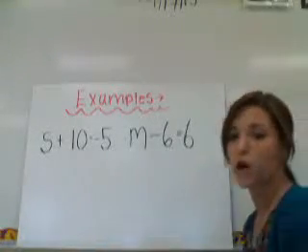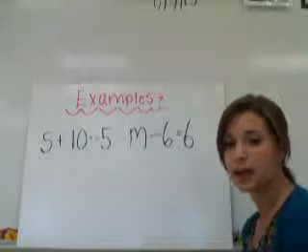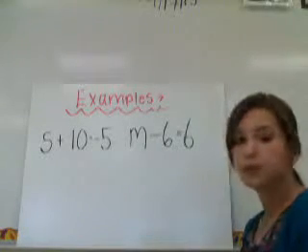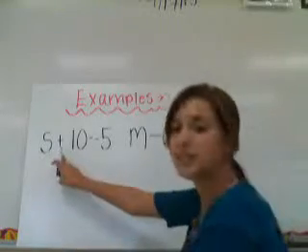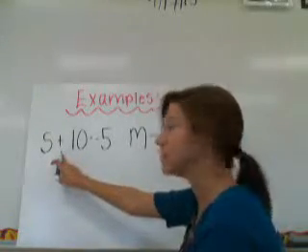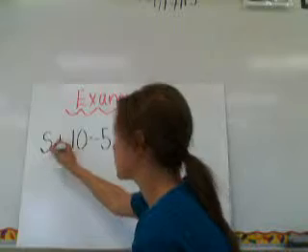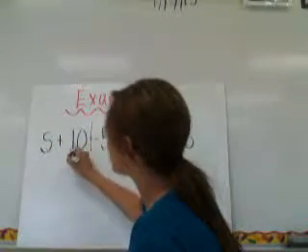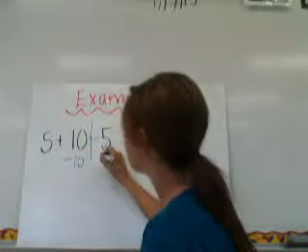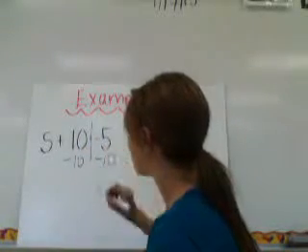Okay, a variable does not always have to be x. It can be any letter. So now I have s plus 10 equals negative 5. I have an addition sign and I have to do the opposite. So I'm going to subtract it. Remember my two sides to my equation. So if I subtract 10 over here, I'm going to subtract 10 over here.